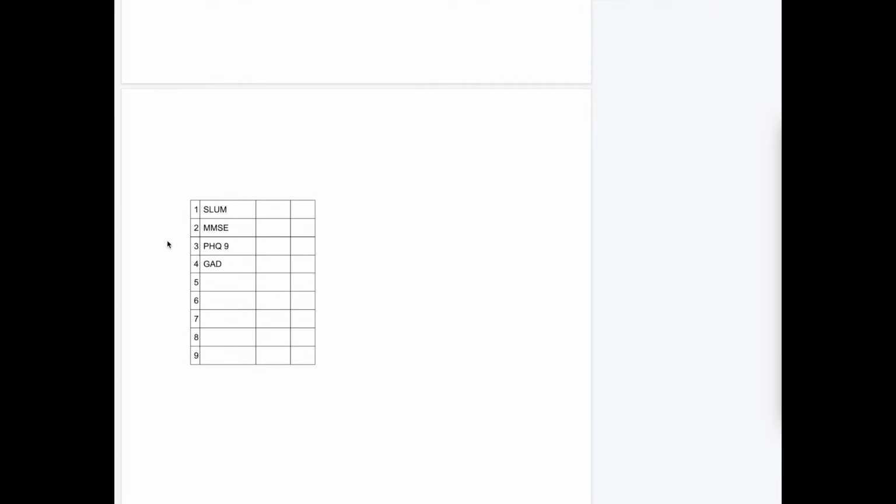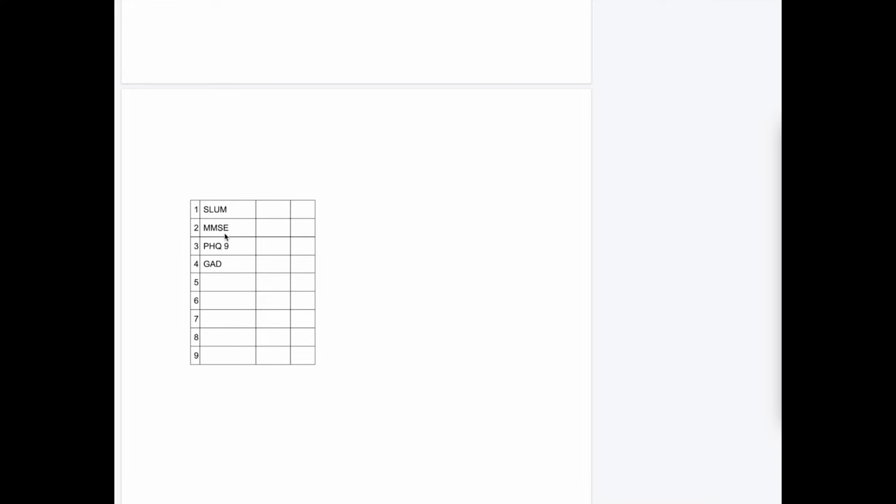So I begin with numbering. I make 4 boxes, and I start to list my numbers 1 to 9 in the first column, going down. The second thing I try to remember is, okay, the first category I mentioned was mental status, right? So in mental status, there was the SLUM exam, the SLUM scale, and the MMSE, right?